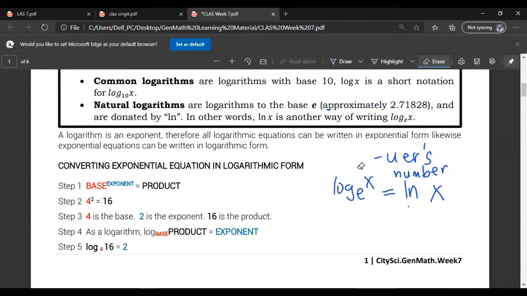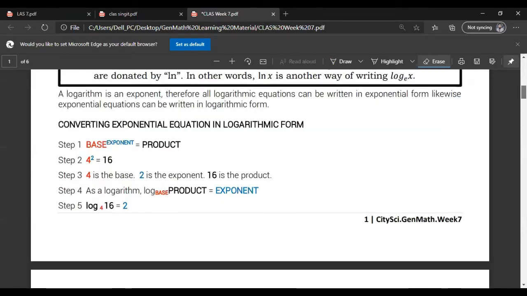Okay, so now let's proceed to the conversion of exponential equation in logarithmic form. So as I've said earlier, since inverse ang dalawa, pwede natin i-transform ang isang exponential equation to its logarithmic form.